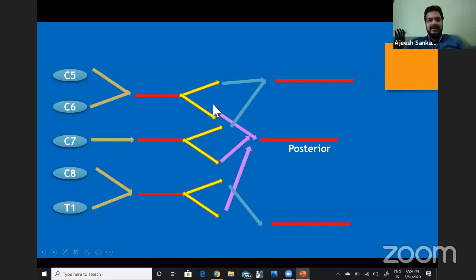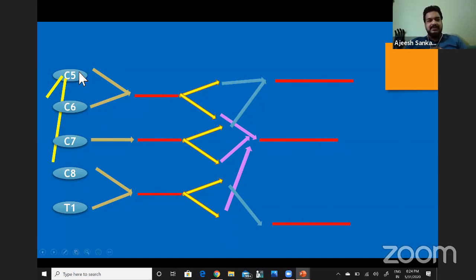Of course, each trunk has 2 divisions in between. So that makes it easier to remember the anatomy of the brachial plexus. There are 3 trunks, and then we end up in 3 cords. So from then on, it's actually pretty straightforward because after the cords, we go straight into the branches.